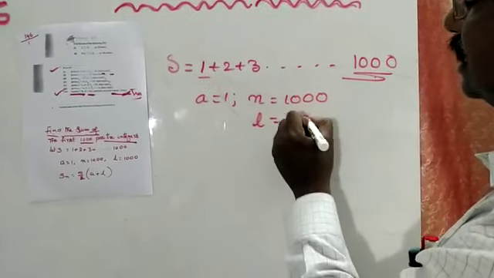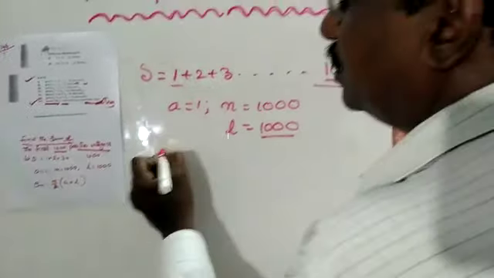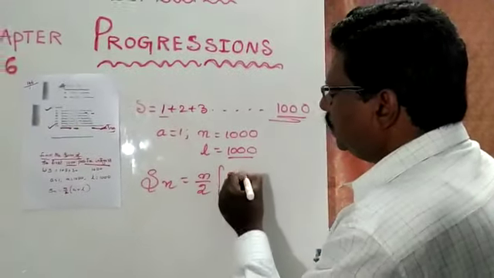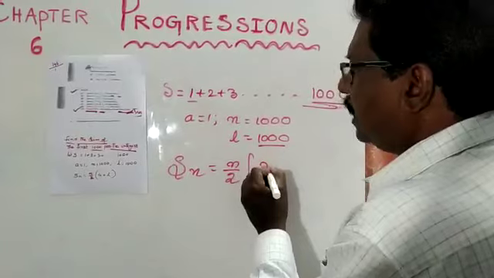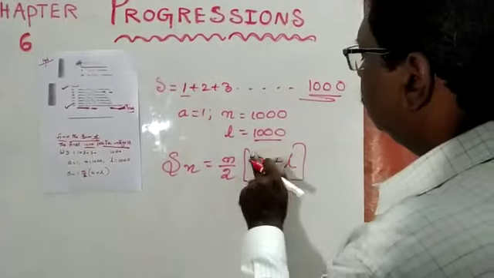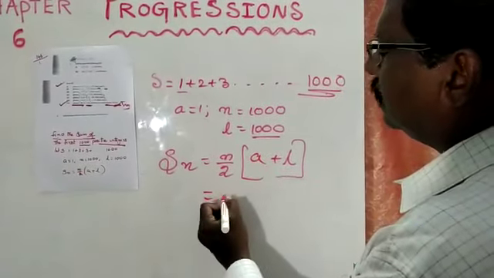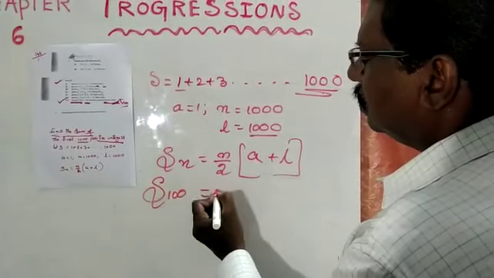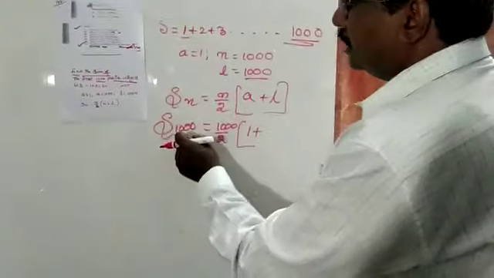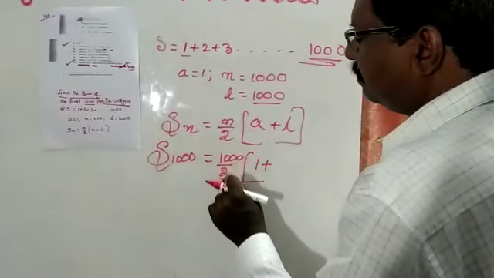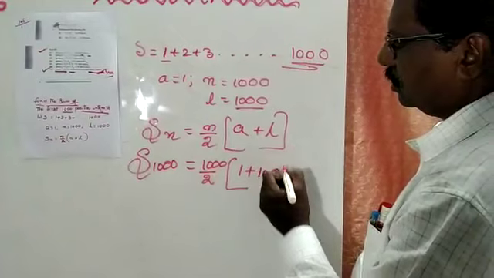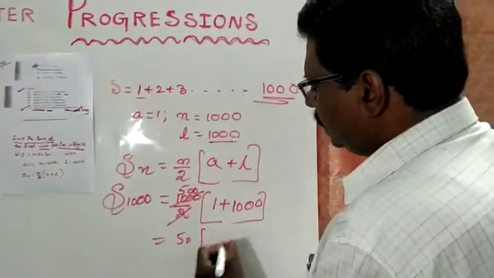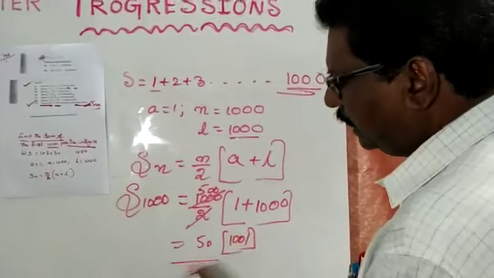Also L is equal to 1000, the last term. Now the sum of the N terms, I already explained, SN is equal to N by 2 of A plus L. That is equal to N by 2 of, N means how much? 1000. S1000 is equal to 1000 by 2 of 1 plus L, 1000. So 2 will be cancelled, 500 times 1001. We have to multiply and get the answer.